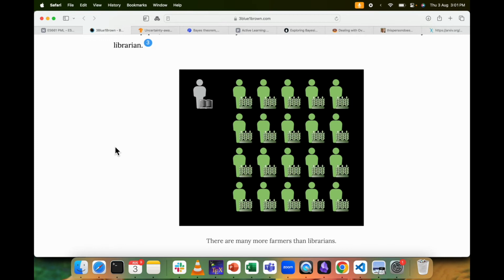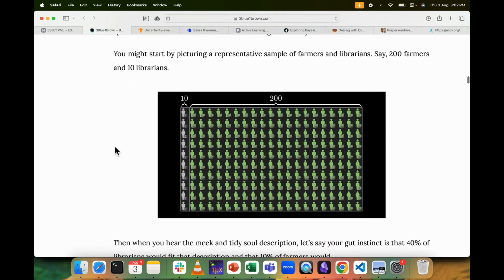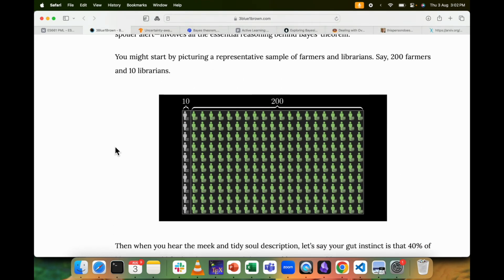But of course, some description is given, right? And then we also need to see how much of the description fits farmers versus librarians. It's very obvious that the description fits librarians well. But maybe there is still a small chance that the description fits farmers also. So let's assume certain numbers. Let's assume that there are 20 times more farmers compared to the number of librarians in the world. And let's take a small sample of 210 people. So in that sample with the 20 to 1 ratio, we'll have 200 farmers and 10 librarians.